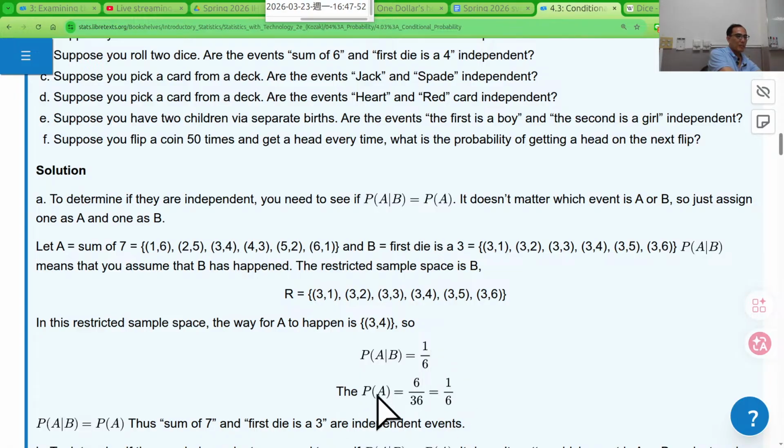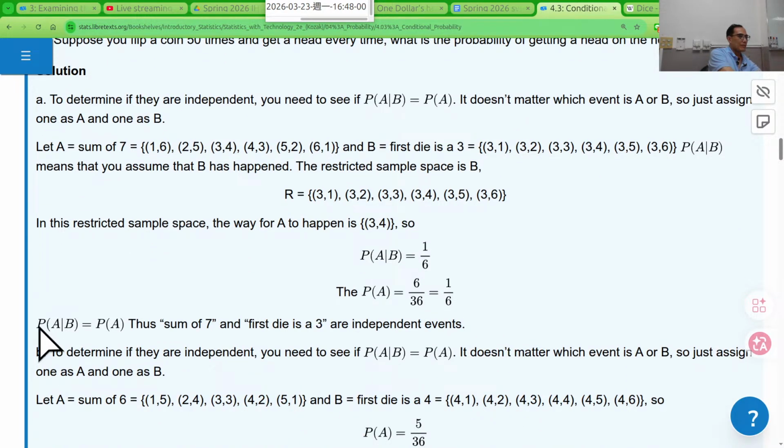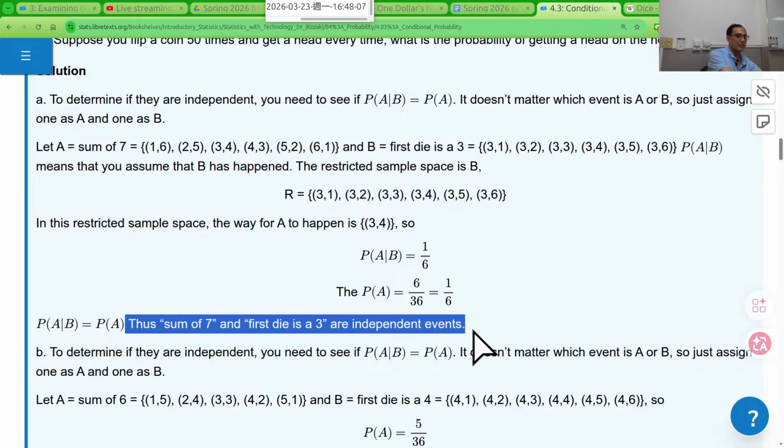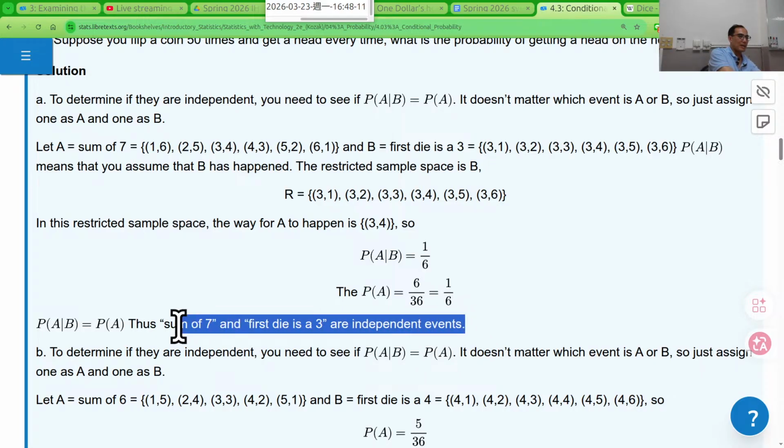And the probability of A is 6/36, which is 1/6. Thus, the probabilities are the same. We call the sum of 7 and the first die being 3 independent. You will not affect my happening, and I will not affect you. We call them independent. Okay, that's done.